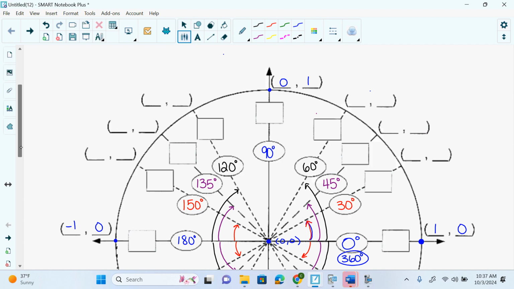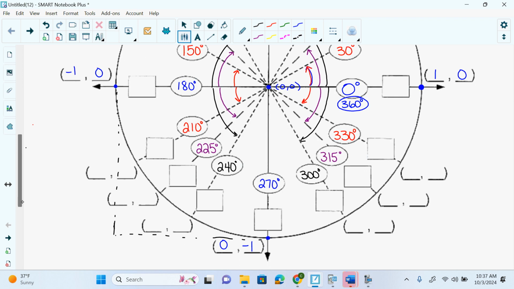So in quadrant 1, what are all of our coordinates? Positive, positive. So do I need any signs? No. In quadrant 2, what are our signs for our coordinates? Negative, positive. So I'm going to put some negatives in there. Right? In quadrant 3, what are they? Negative, negative. And in quadrant 4, our x's are positive, our y's are negative. Okay. So we filled in our signs so we don't mess those up.